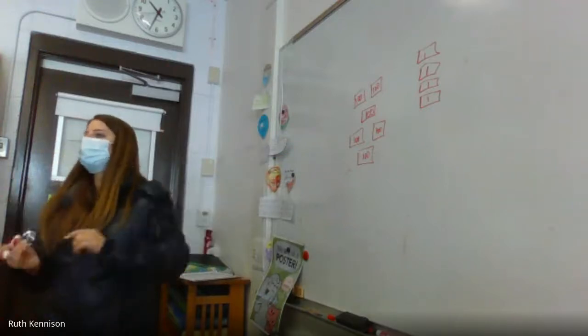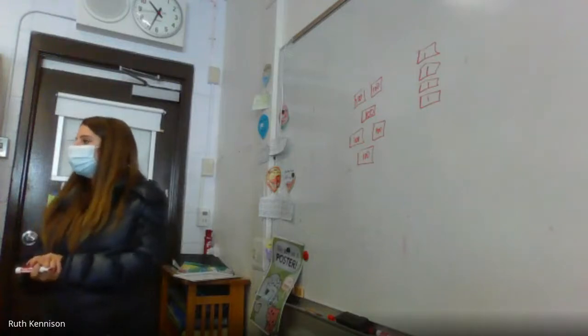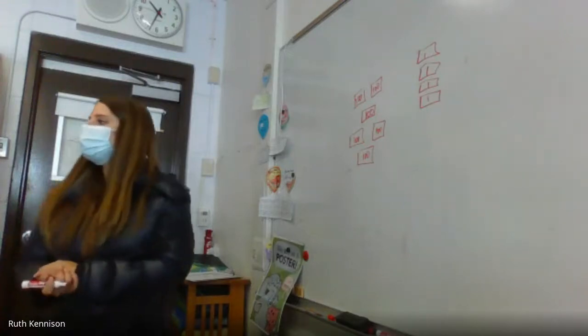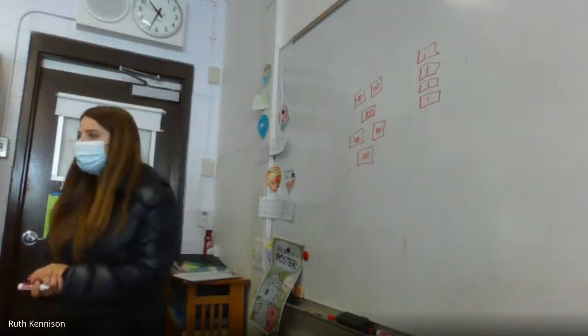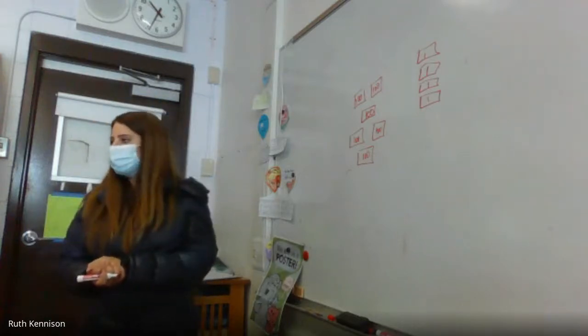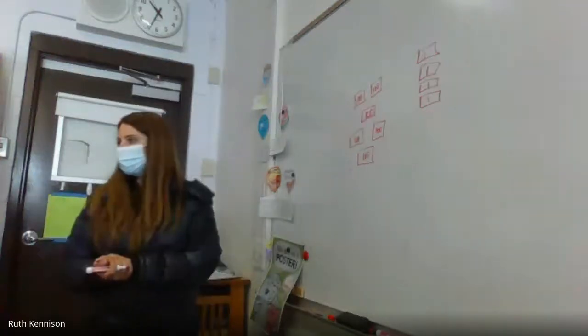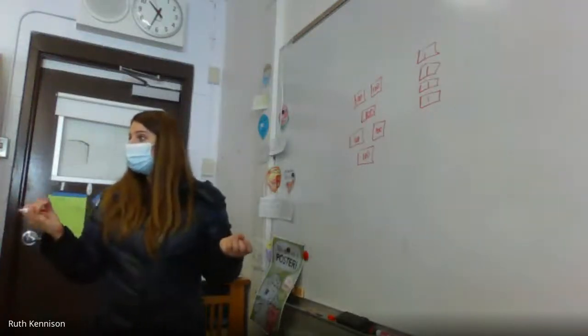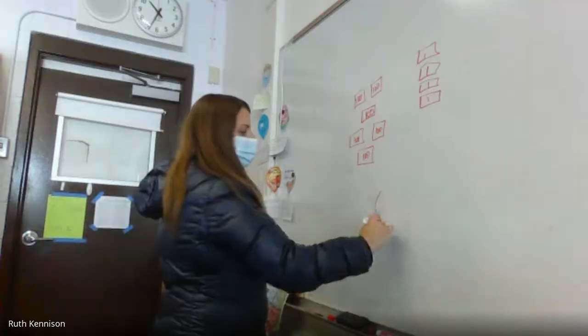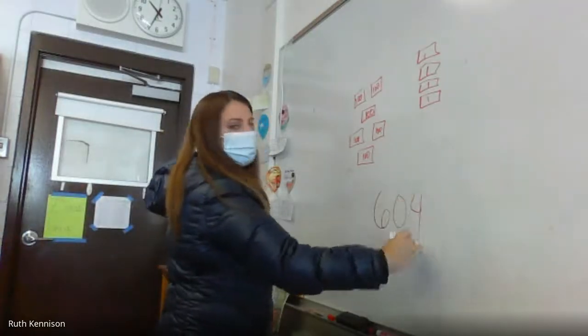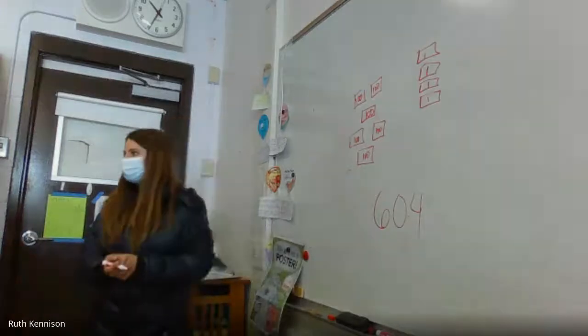You didn't even look at the numbers I put on the board. We don't make up numbers. We use what we have. Ooh, Miss Riley. 6 what? And? So when we're just saying that as a number, we would say 604. Very good. Very good.